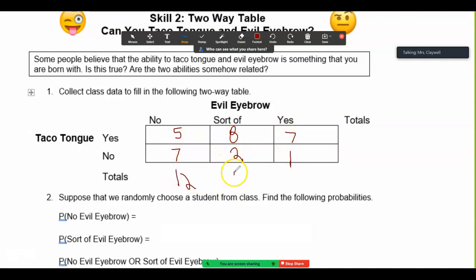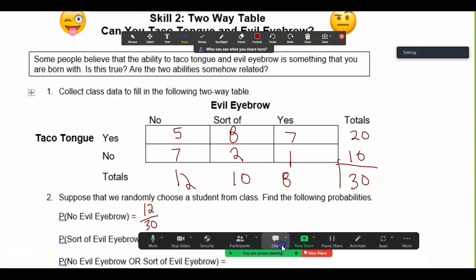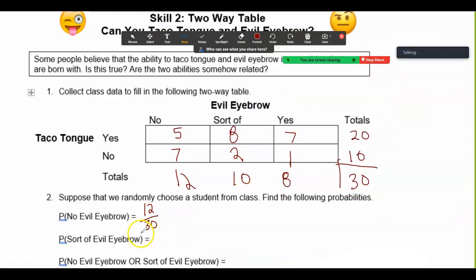If I add down each column, I had a total of 30 in the class. So just understand this: 7 students could do evil eyebrow and taco tongue. So let's think of the probability of no evil eyebrow. There were 12 people that had no evil eyebrow out of the 30. Sort of evil eyebrow, there were 10 out of the 30.